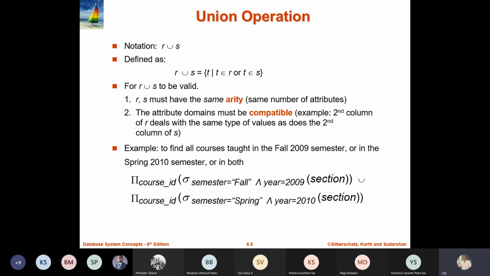So we can have this selection: semester equal to fall and year equal to 2009. We select those course IDs and take the union with the course IDs which are in the spring of 2010. It can be anything, but the only thing is that for a union, the arity, the number of attributes, should be the same in your selection predicate.